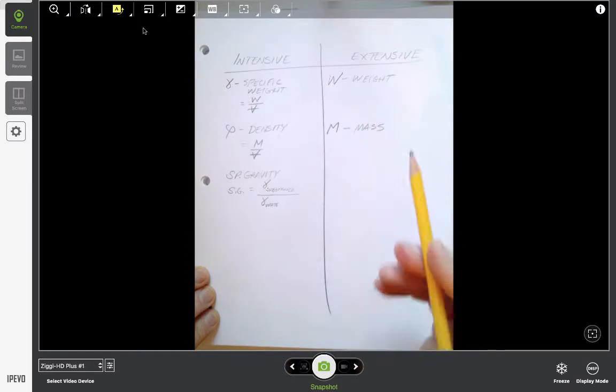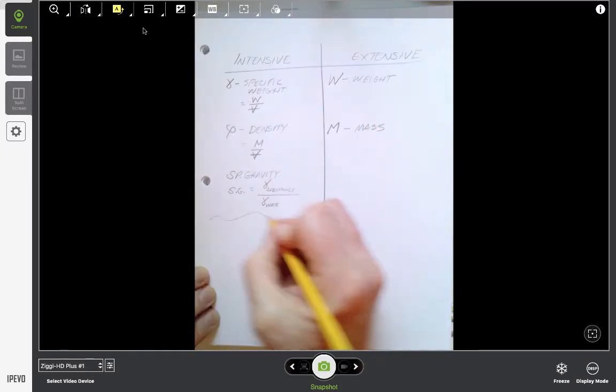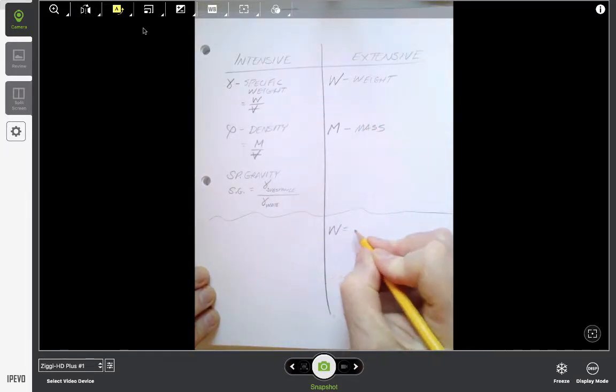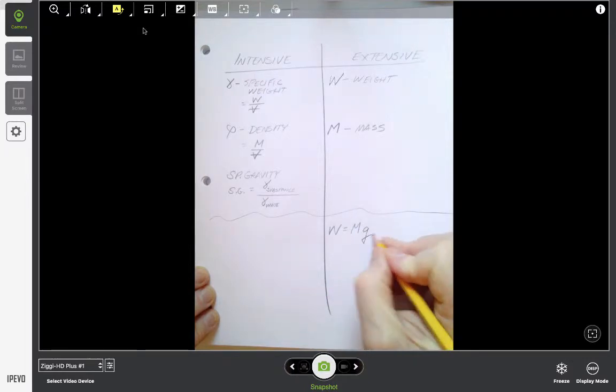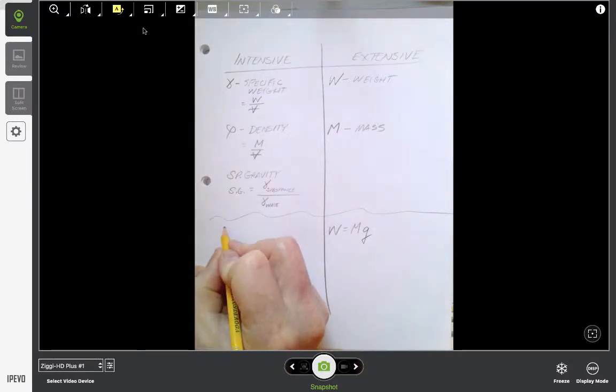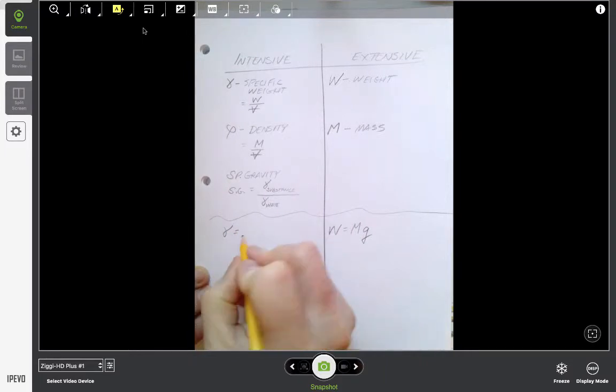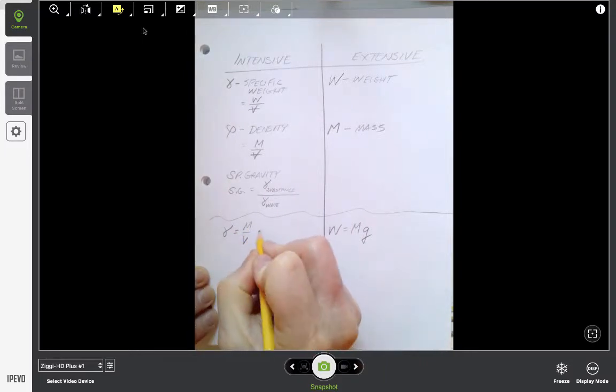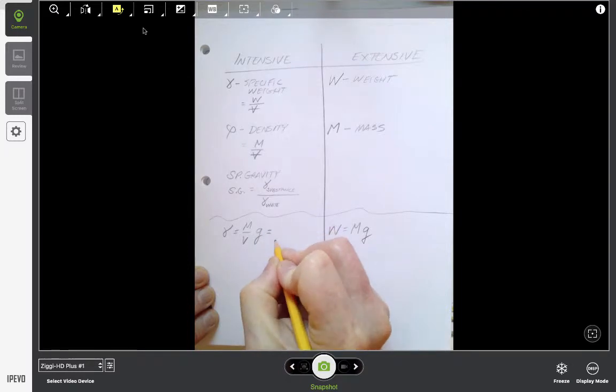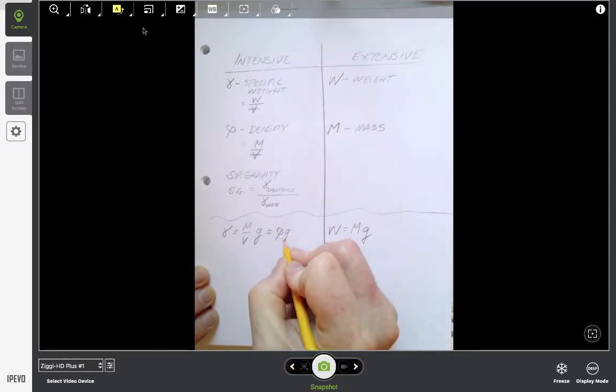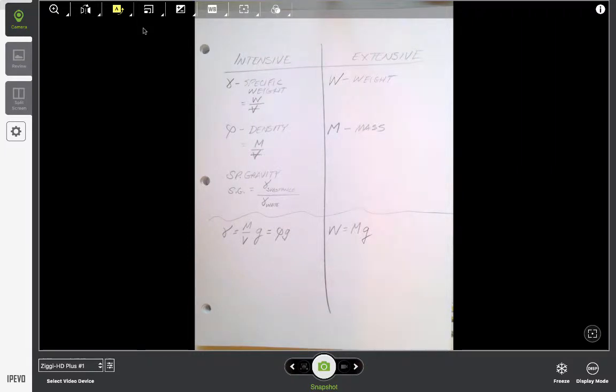The relationship of specific weight to density is the same as the relationship of weight to mass. We know that weight is equal to mass times gravitational acceleration. Hence, specific weight is going to equal mass over volume times gravitational acceleration, which we've already seen as density times gravitational acceleration. This relationship, gamma equals rho g, is fairly common and important in fluid mechanics.